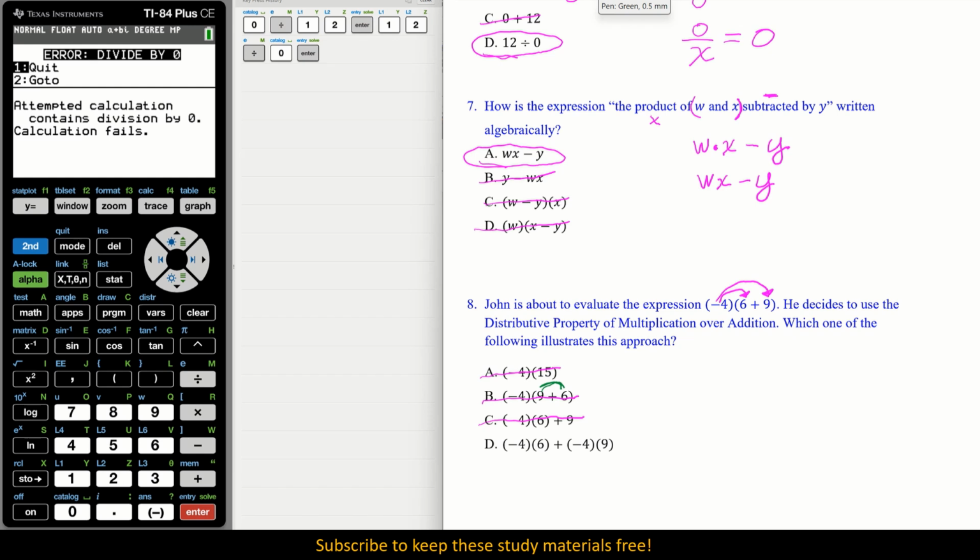Now, D does. Notice, -4 is multiplied to 6 first, and then negative 4 is multiplied to 9. And that is what we intended. We're going to distribute it into each number, and we've done that. So that would be option D. All right, let's move on.